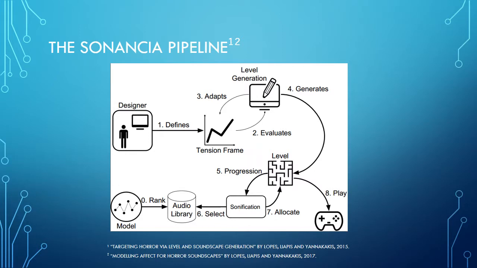So this is what we did for the Sonantia system, which is basically the core system that I did during my PhD, which consisted of generating levels based on a specific frame of tension. So this is a progression of tension which the level would try to adapt itself towards. And based on this, the level would then apply sounds based on the information from our model, and populate the level with sounds that would try to follow the exact progression of emotion that we wanted that level to have.